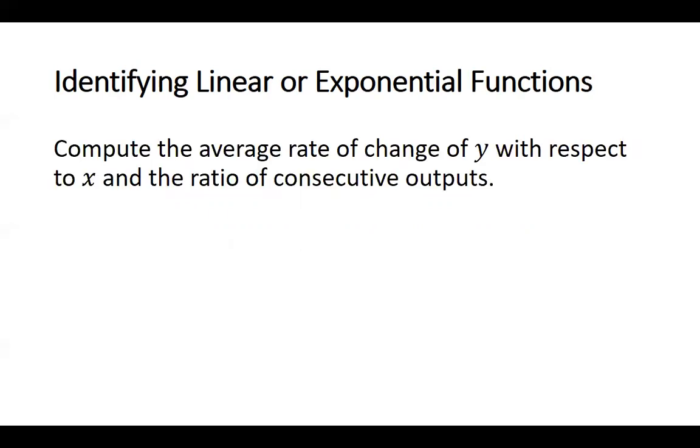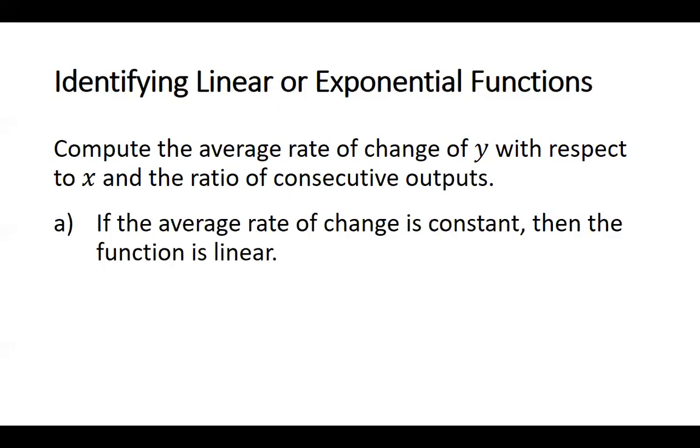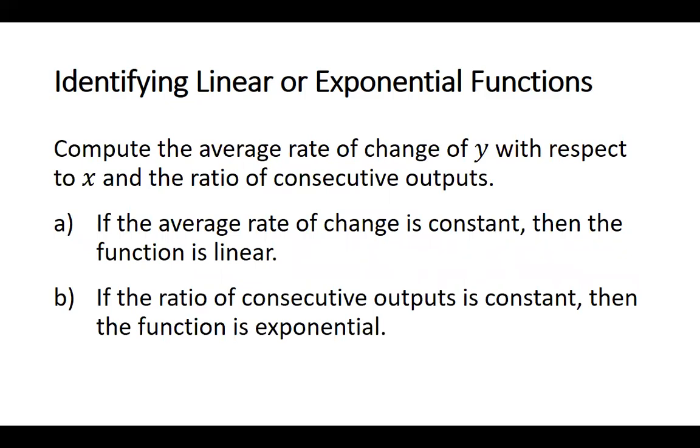So let's look at identifying linear or exponential functions. To identify whether you have a linear or an exponential function, compute the average rate of change of y with respect to x and the ratio of consecutive outputs. If the average rate of change is constant, then the function is linear. If the ratio of consecutive outputs is constant, then the function is exponential.